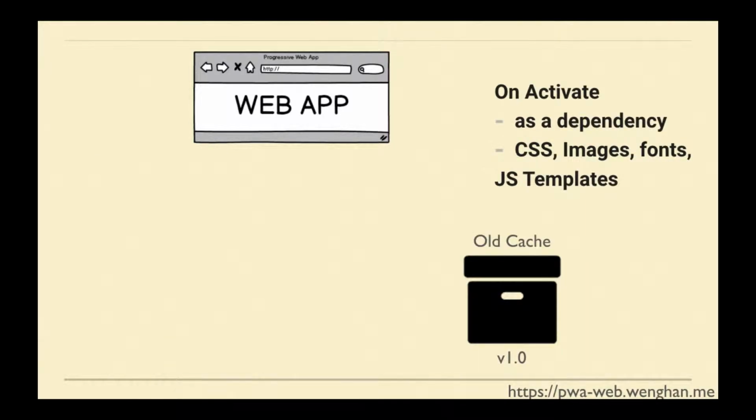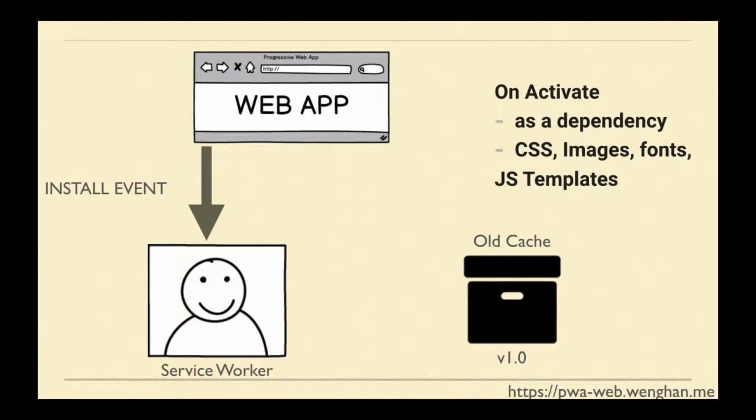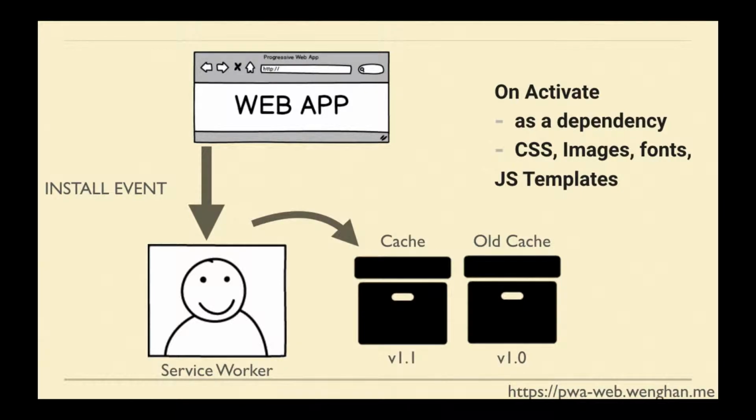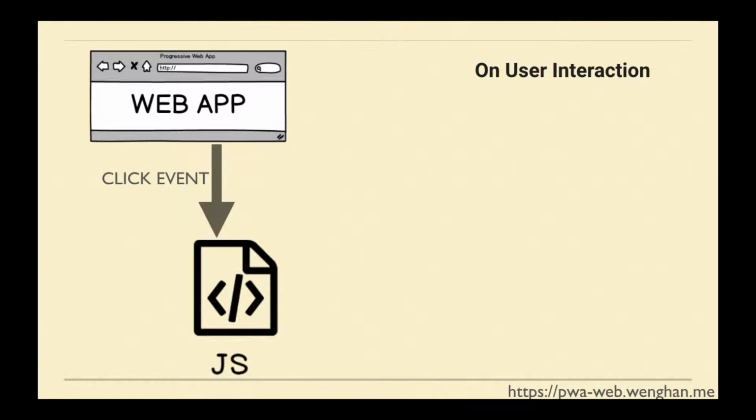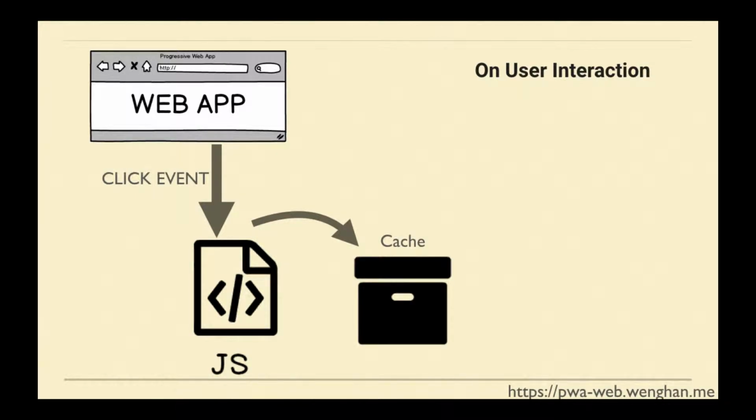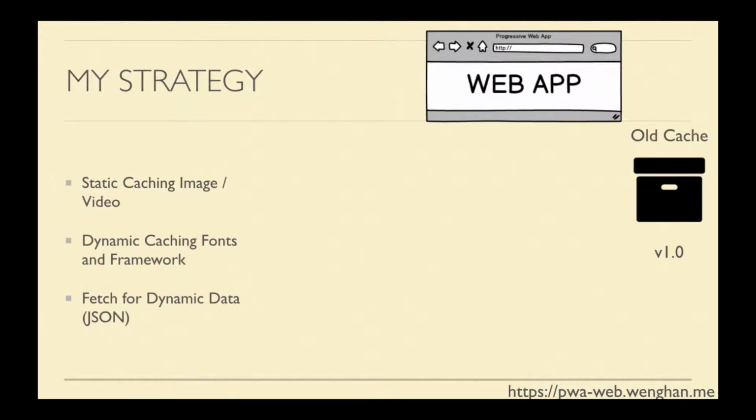And then the other way is on activate. On activate, as I explained just now, we delete old caches. So on the install event, the service worker listens to the install event, we create a new cache, version 1.1, and then on activation, you delete the old cache. Okay, so next is on user interaction. We can cache things, for example images, dynamically. So when the user has a click event in our typical JavaScript, we can trigger saving the image into the cache. The strategy I use in my personal website is that I have an install event.